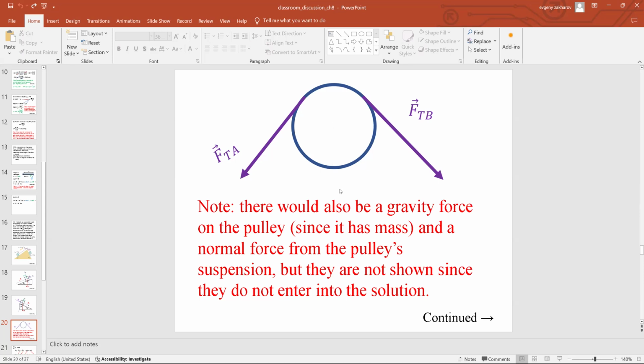And yes, there is gravity on the pulley as well, but if this is the axis of rotation, then gravity has a line of action that crosses through the axis of rotation, zero moment arm, zero torque for gravity.